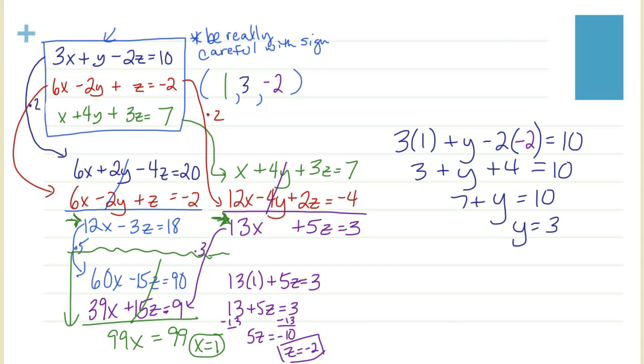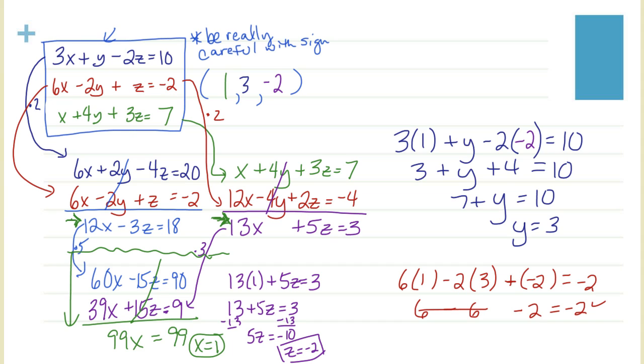Now, I could just be done, and if I've got the answer, that's fine, but I should be in the habit of checking it. So I'm going to go to my red equation. I could pick either my red one or my green one. I'm going to pick my red one. Say 6 times 1 minus 2 times 3 plus -2 equals -2. And look, I get 6 minus 6, minus 2 equals -2, and that's 0, so -2 equals -2.